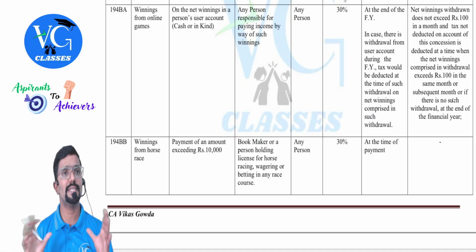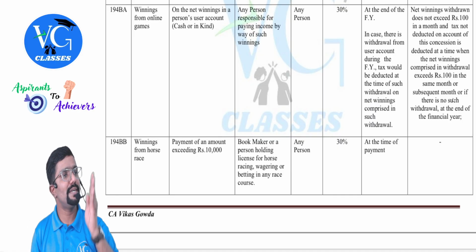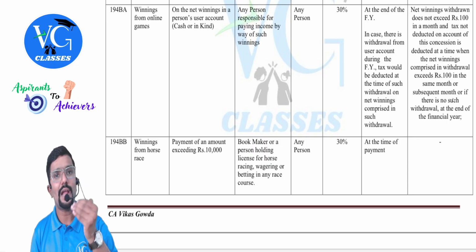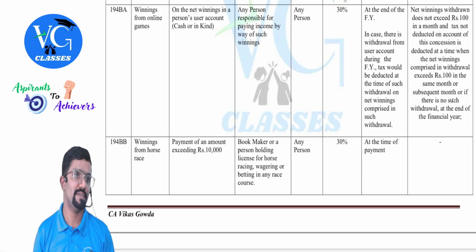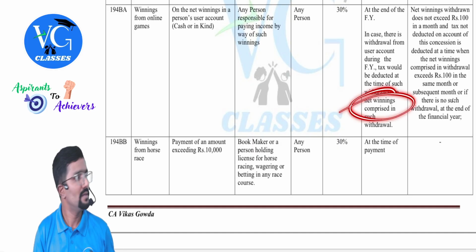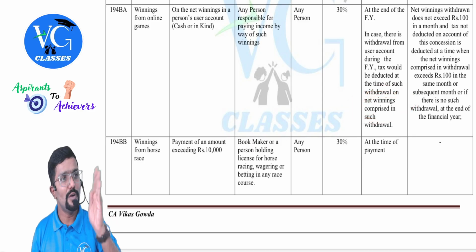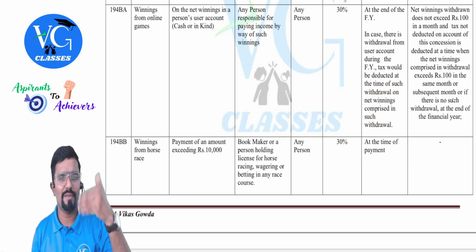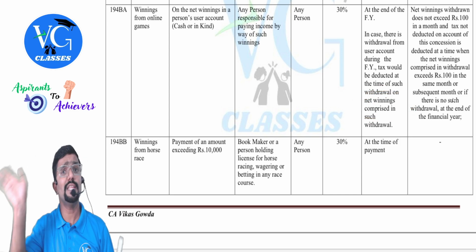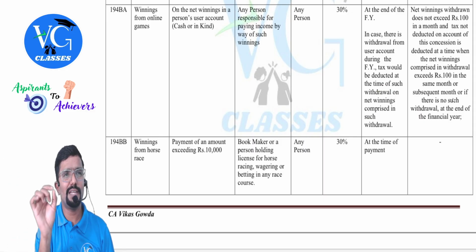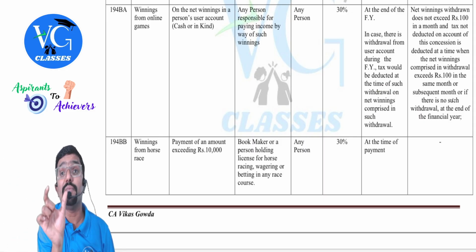Net winnings means, guys, simple. Assume I have bet 10 rupees, I have won 100 rupees. What is my net winnings? 90 rupees. On that, they will deduct TDS. Here only they are telling net winnings. Clear? So the amount which I have bet, they will deduct. Whatever amount I have incurred as a cost, they will allow only here, in online games. Any other expenses, they will not allow. But here, they are telling TDS is only on net winnings.